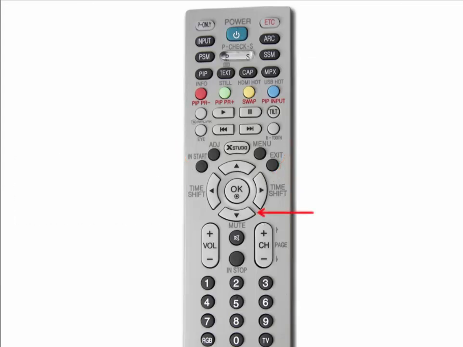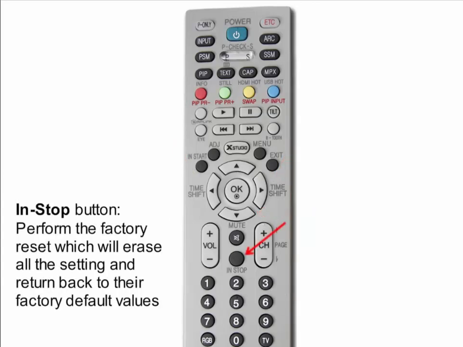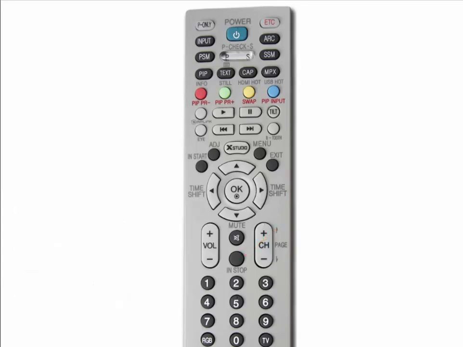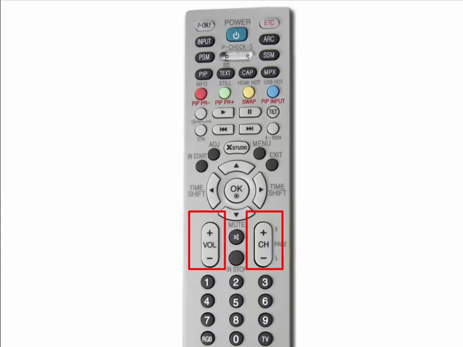The mute button, as the name suggests, is used to mute the volume. The in-stop button is used to perform the factory reset, which will erase all the settings and return back to their factory default values. The volume and channel buttons are used to adjust the volume or channels respectively.